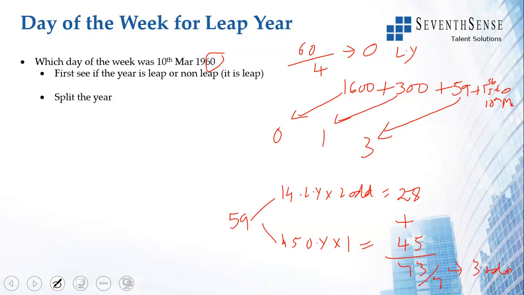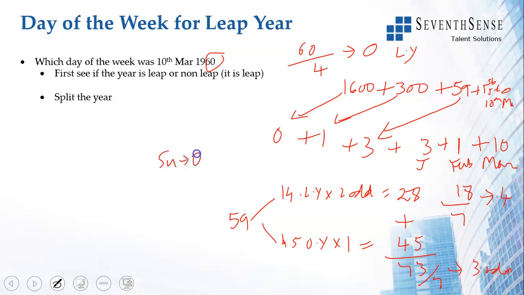From 1st Jan to 10th March, Jan entirely has how many odd days? 31 by 7, I have 3 odd days for Jan. For Feb, I have 1. We used to do 0 in the previous video because it was an ordinary year. Here it will be 1. And then 10 days of March. So I add all of this. This is for Jan, this is for Feb, this is for March. Adding all of this, 4, 7, 17, 18. We get 18 by 7, remainder is 4.